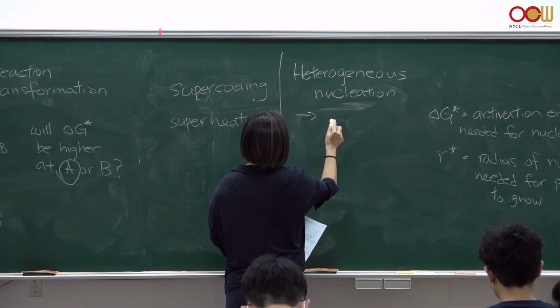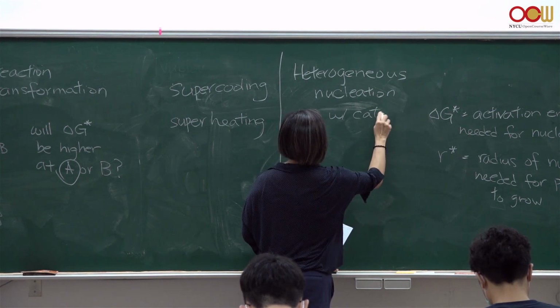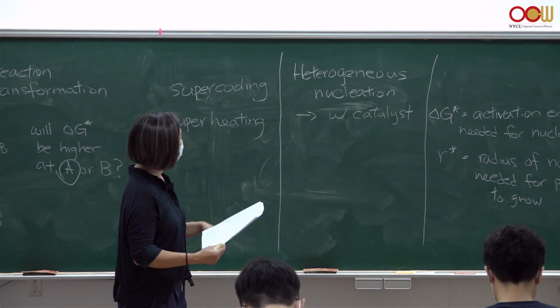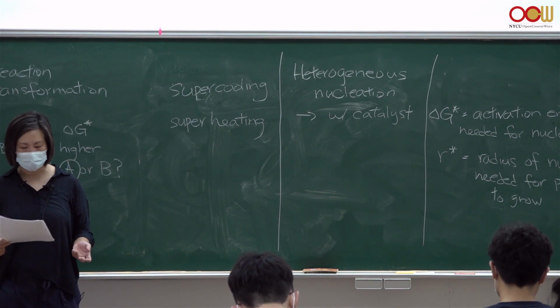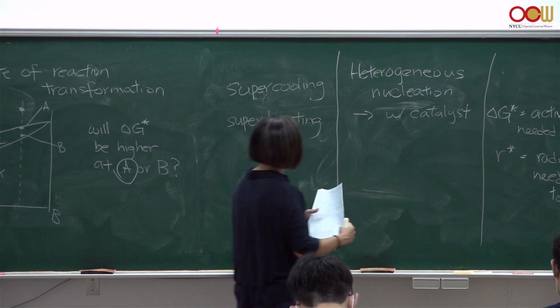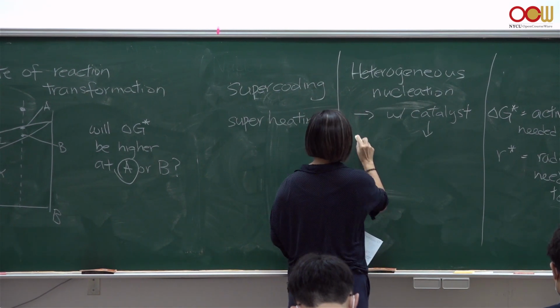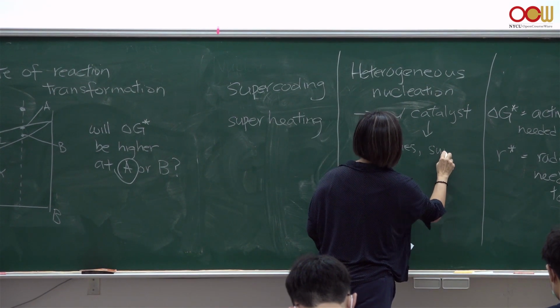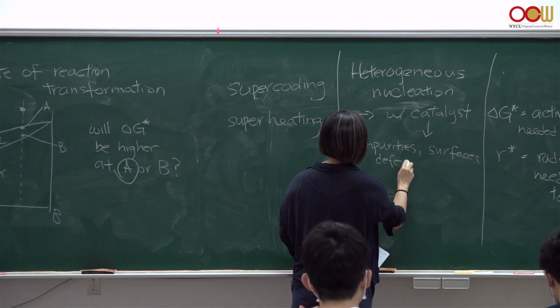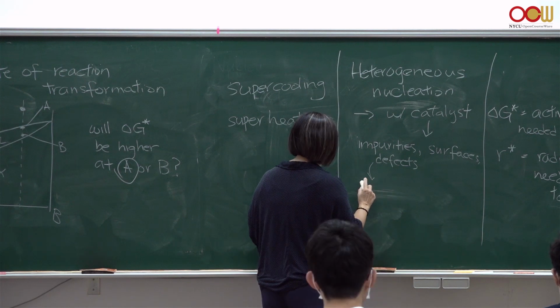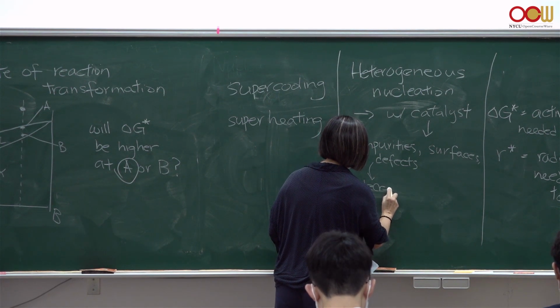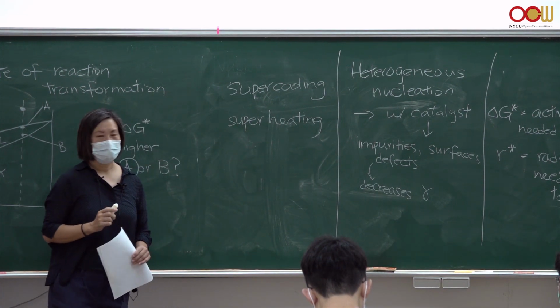So this is with the presence of a catalyst. When you have a catalyst, it can help you overcome the activation energy. And what are some catalysts? It can be impurities, surfaces, any kind of defects. And the reason why this helps is because it decreases the surface energy.